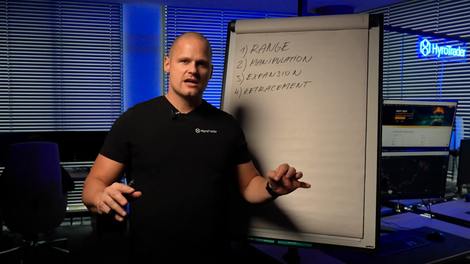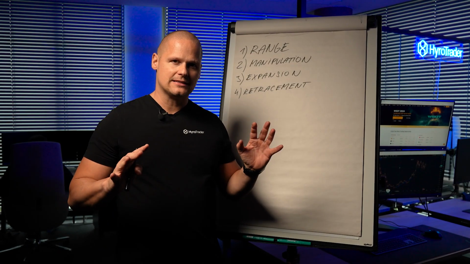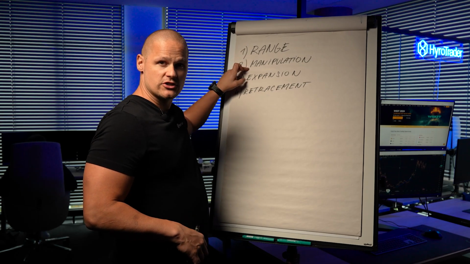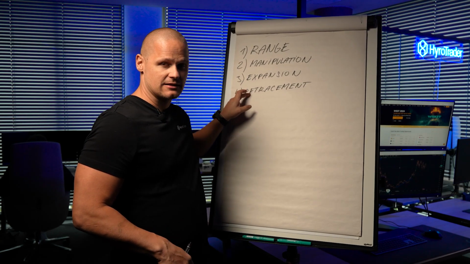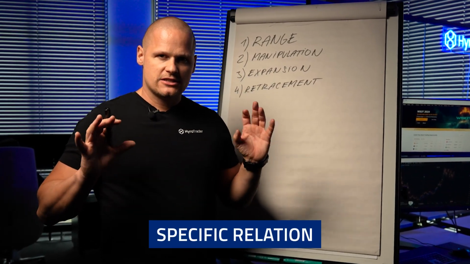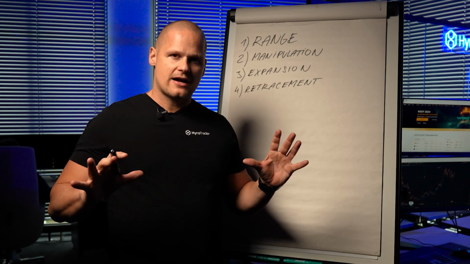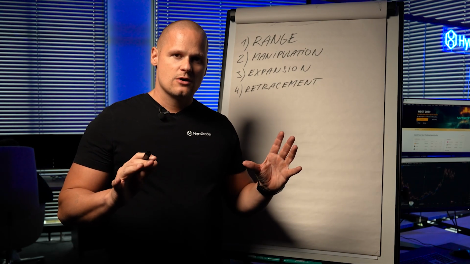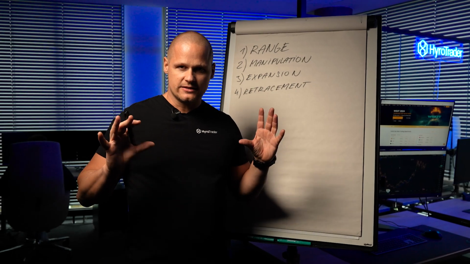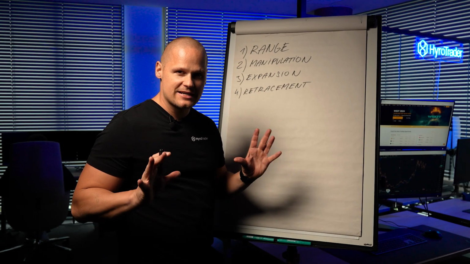Now we have learned about these four market phases: range, manipulation, expansion, and retracement. There is a specific relation between each other, and by identifying the current market stage, we can predict what could be the next one. So again, we start with a key level.